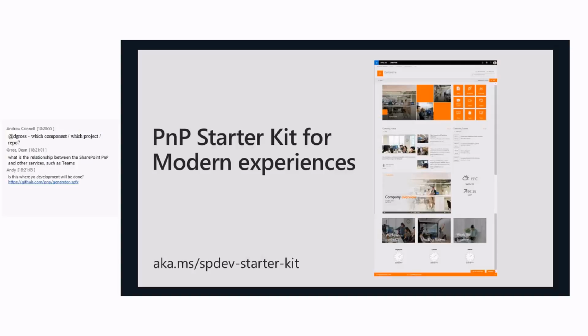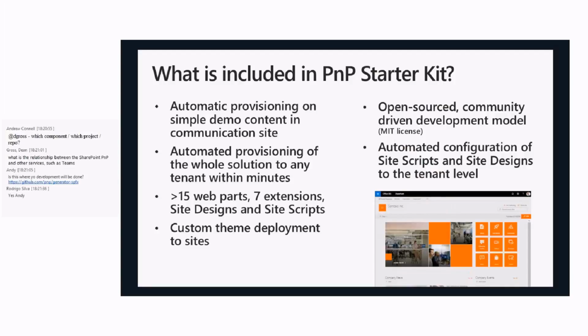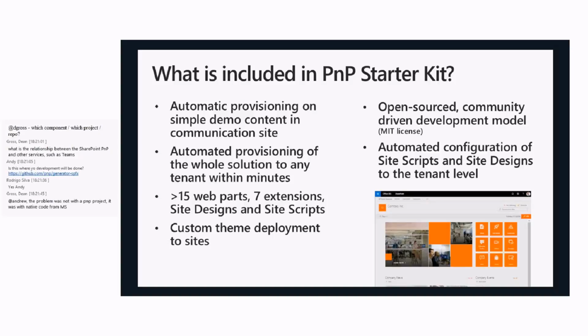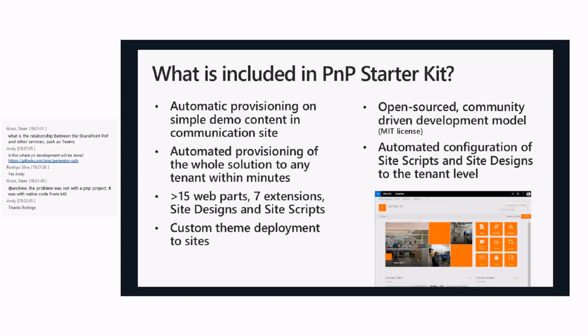This basically automates provisioning a set of site collections. By default it provisions a hub site, which is a communication site, and then it associates two other site collections to that hub site. Then it applies custom branding to the hub site. It adds 5 to 6 custom web parts on the front page of the portal. It has more than 15 web parts inside of it, and more than 7 extensions demonstrated as well. Source code, everything is available for you to reuse.